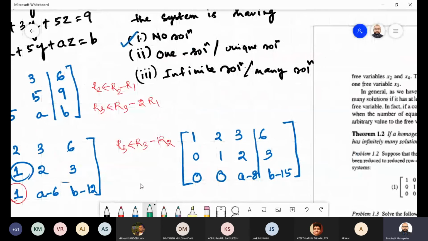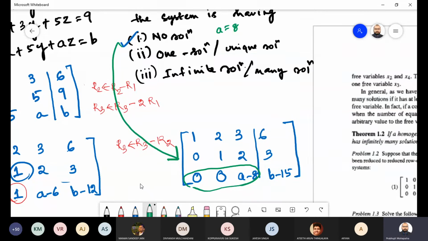You see the matrix here. Now tell me, for what values of a and b does it have no solution? When is it going to have no solution? When the determinant becomes 0, that is, a minus 8 is equal to 0. So if a equals 8, then the determinant is 0. That means the left hand side is 0.